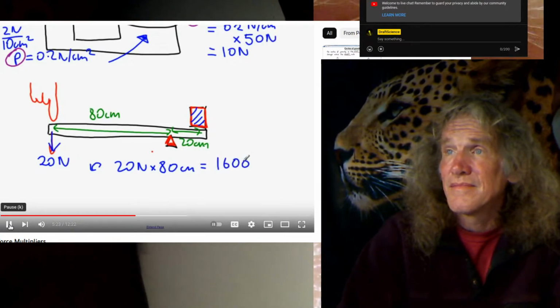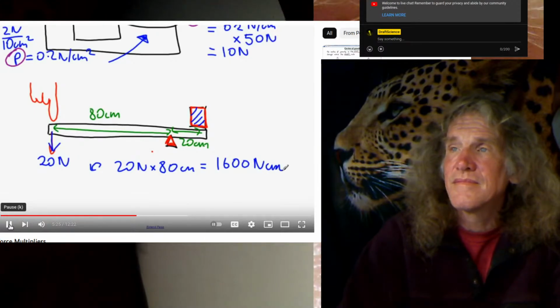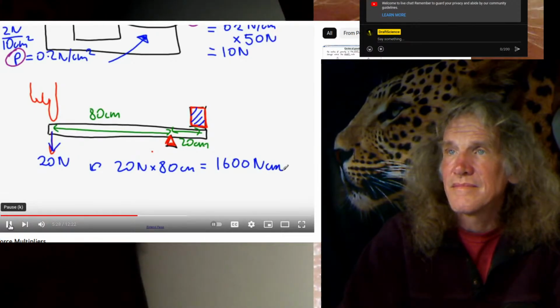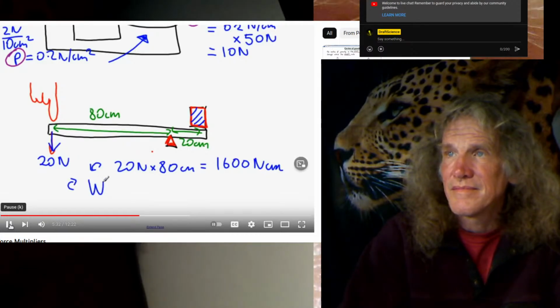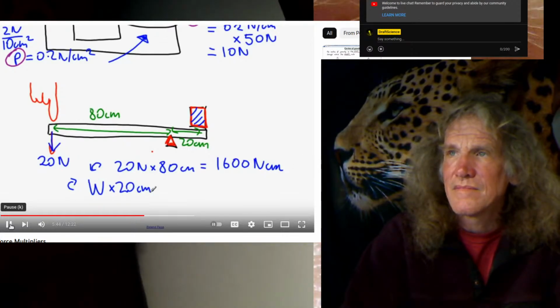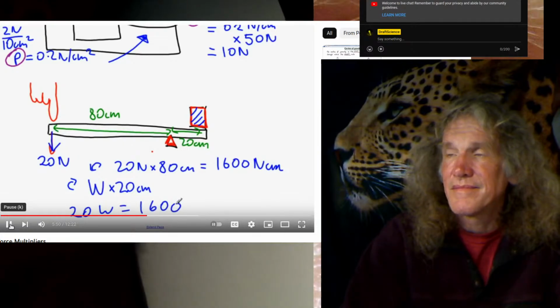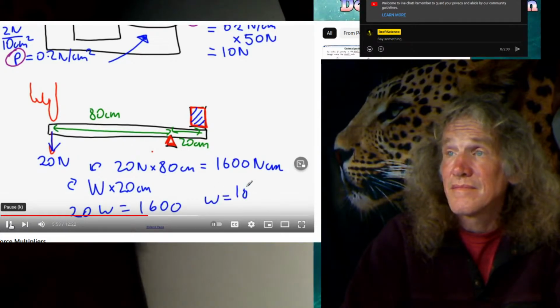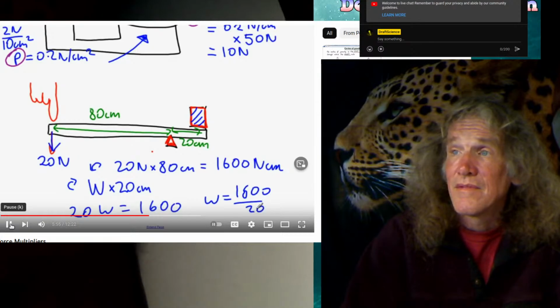Add 2 zeros. Newton centimeters, anti-clockwise. The clockwise moment, let's call it W, the weight of this heavy thing, is going to be W times 20 centimeters. So if these two moments are equal, the clockwise and the anti-clockwise, because this thing is in equilibrium, it's balanced, then 20W equals 1600.